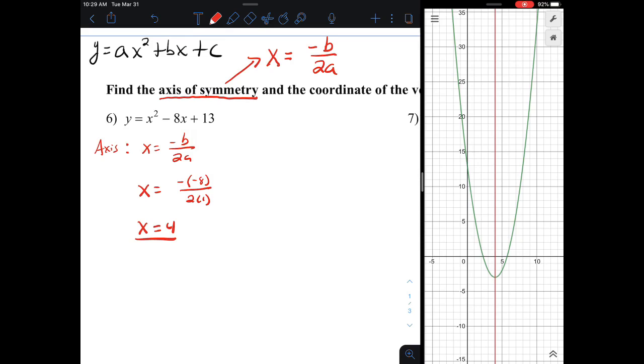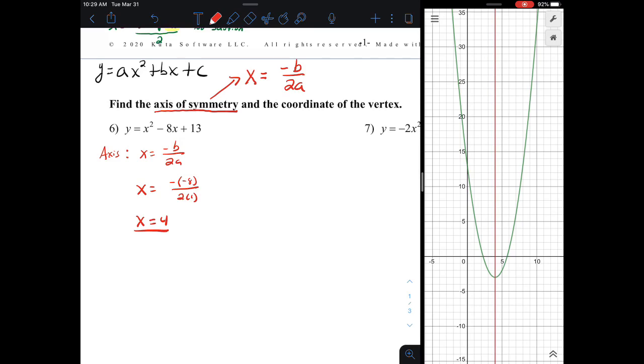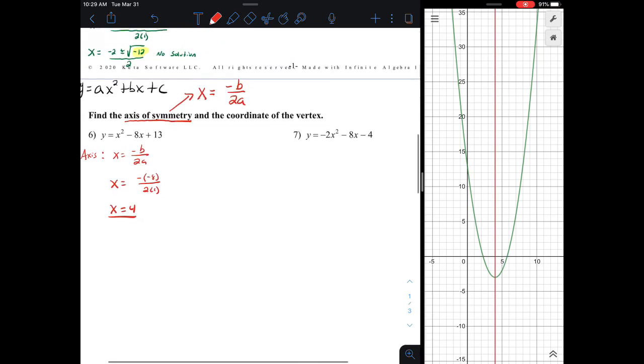Now, to find the coordinate of the vertex, so the vertex is the maximum or the minimum, it's the bending part of the parabola, what you do to find the vertex is the vertex will have a coordinate that has an x value of the axis of symmetry, and then you just evaluate the y. So you plug the axis of symmetry into the x's and evaluate y to get the y value of the coordinate.